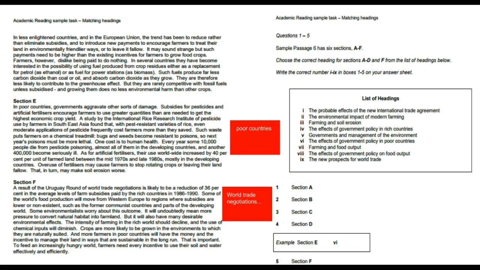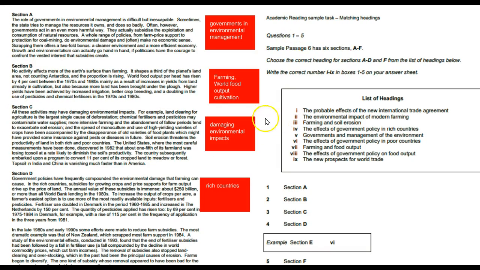So to summarize, to answer this type of question, the most important step is to summarize each of the paragraphs quickly, or take out the keywords from the first couple of lines, and then look at the headings and try to match each of the headings with the words that you have, and you'll end up with the answers.